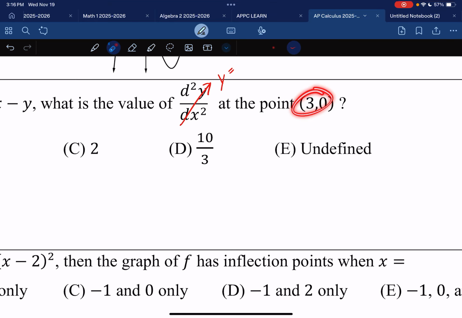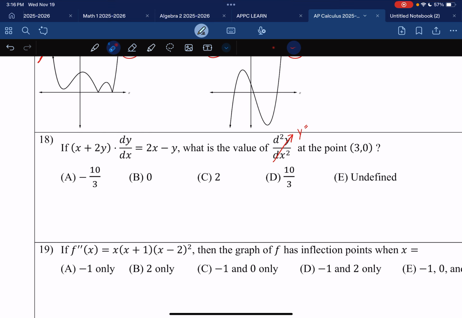Luckily, it gives us a point to immediately plug in, but it's still tricky. So let's go nice and slow, make sure we have this down. I'm noticing it already has y prime, so I'm going to swap this dy/dx out for a y prime. In order to have a y double prime, I need to take the derivative of that y prime term, and that will turn into a y double prime.